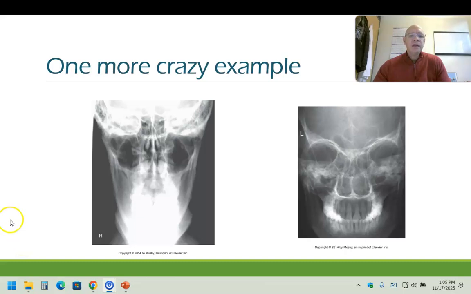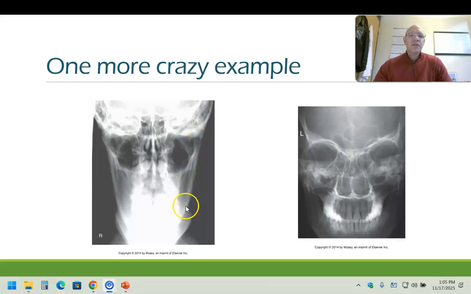And one more crazy example, you're going to learn about this next year at this time. This here is called a Towns view. This is of your skull. Now this is a skull with minimal angulation. For this picture, you actually do have about 15 degrees of angulation. But here you have about 35 degrees of angulation. And so you can see how that completely distorts the image.